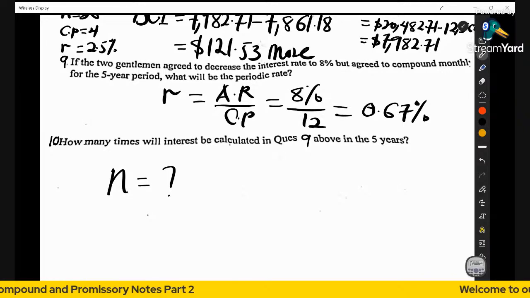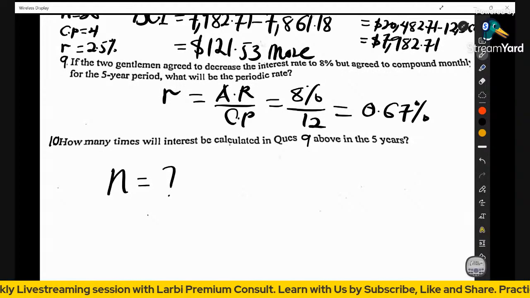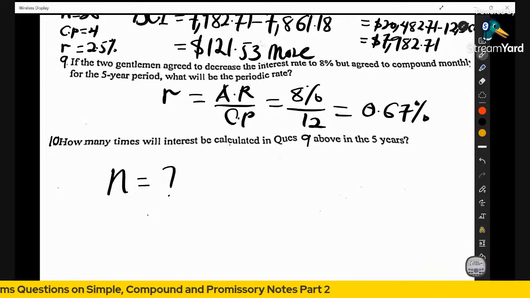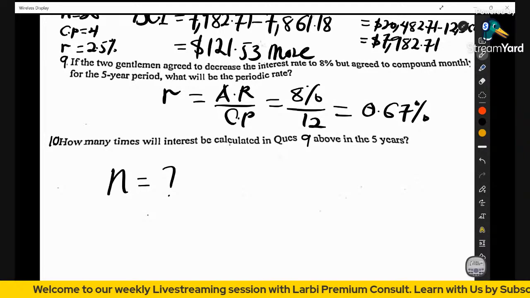Who is the fastest person to give me the answer for N? I'm waiting. Let me give 30 seconds. Then we'll end the discussion here, and then whether today evening or tomorrow, we'll look at the practice question on the promissory notes, and that will be the end for the promissory notes. So I'm giving you 30 seconds to give me the answer for the number of times. Here we are compounded monthly, and we have been given 5 years. Let's see what you can do.